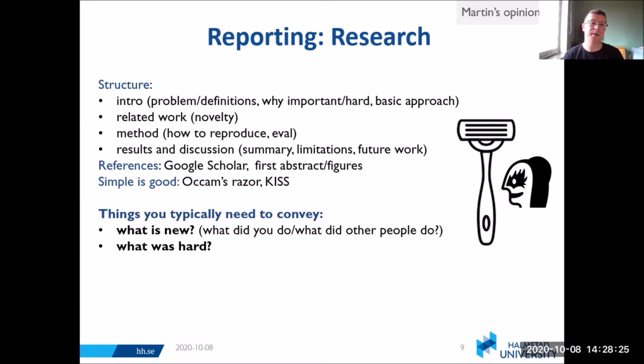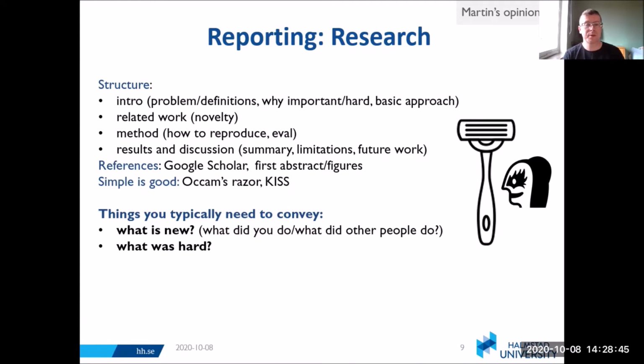Method should indicate to somebody else how they can reproduce your research, and you should also have an evaluation. Some students sometimes don't leave any time for this, but it takes time and it's important. Results and discussion, you can talk about what you've done, summarize it, describe limitations and future work.